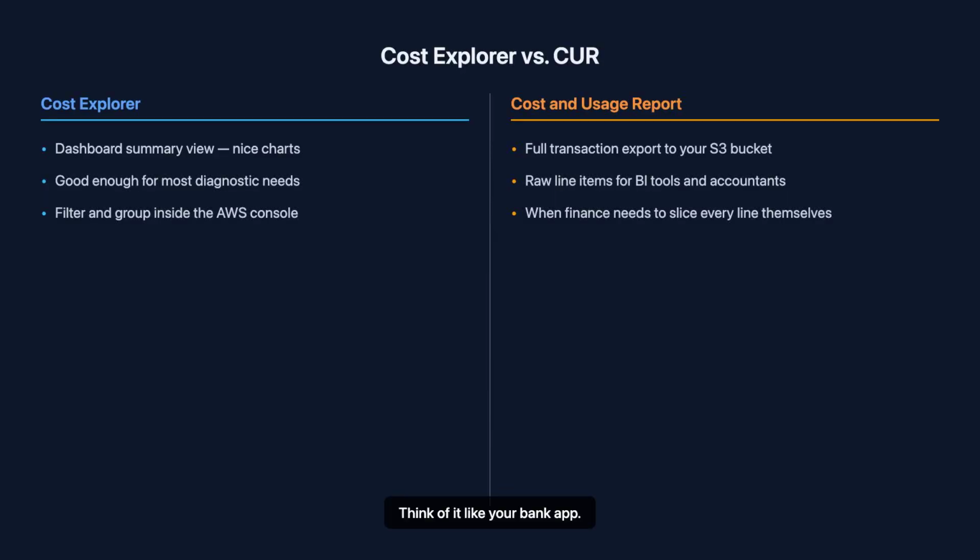Think of it like your bank app. Cost Explorer is the dashboard summary view, clean charts, good enough for most people most of the time, all inside the Amazon Web Services console. The cost and usage report is the full transaction export you hand to an accountant who wants to slice every single line in their own spreadsheet. So the dividing line is this: if the console charts answer the question, use Cost Explorer. If finance needs raw line items to feed into business intelligence, or BI, tools, that's the cost and usage report.